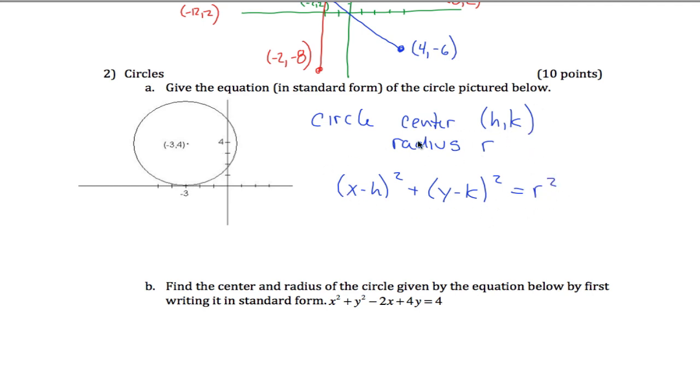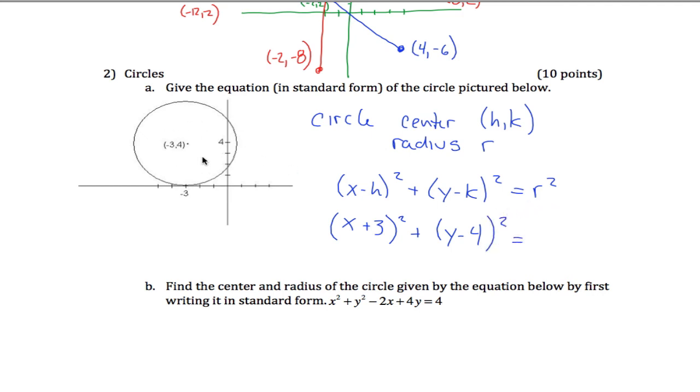We don't have our center at (h, k), we have our center at (-3, 4). So we're going to say x minus -3, in other words x plus 3. And then y minus, instead of k, our y coordinate is 4 here, so y minus 4. And that's equal to r squared.